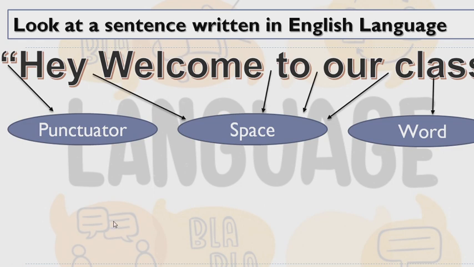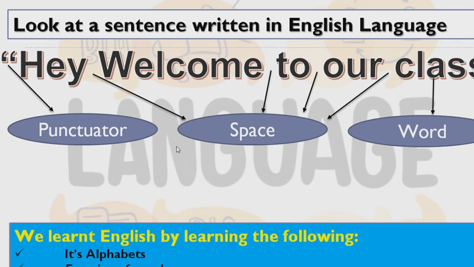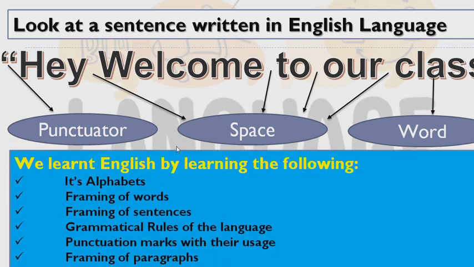Here the double quote is a punctuator. After each word we have spaces, and class, are, to, welcome, hey, these are the words. So how have we learned English? First by knowing its alphabets, then framing of words, then framing of sentences. After that, grammatical rules of the language, then punctuation marks and their uses, and framing of paragraphs.